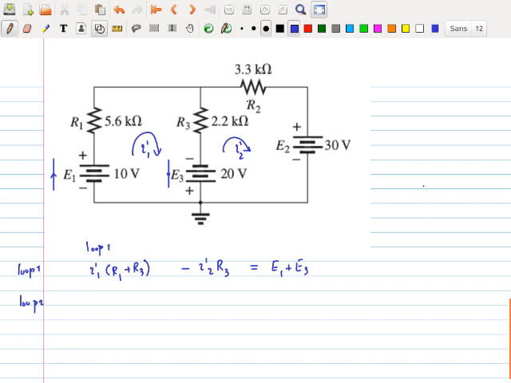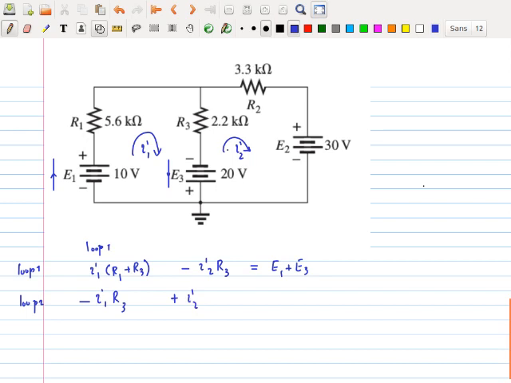This is not going to be common with any other loop. This is the one that is going to be common with any other loop, but this one I am going this way, the other one is going that way. That generates a negative in there. I1 is the one that is going to contribute, and the resistor is R3 that is being contributed towards loop 2. Then I have plus I2.